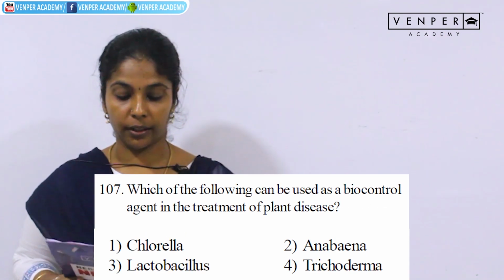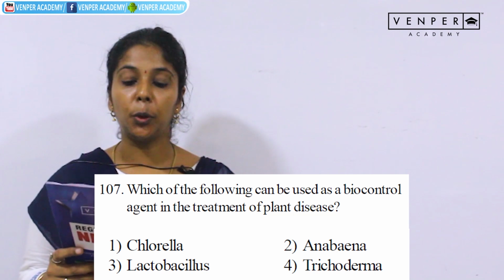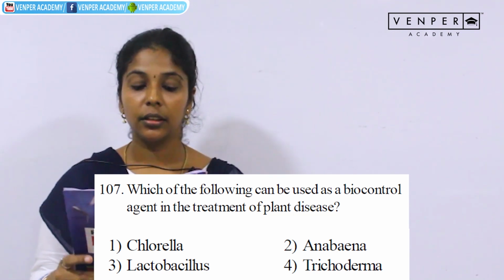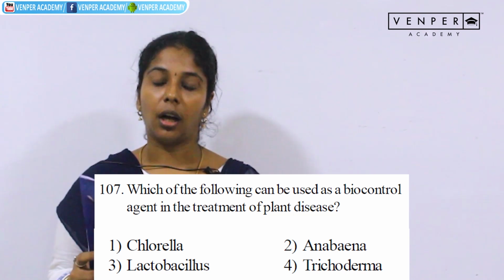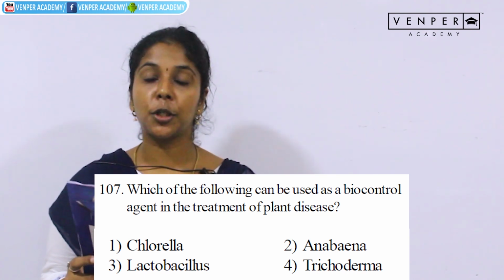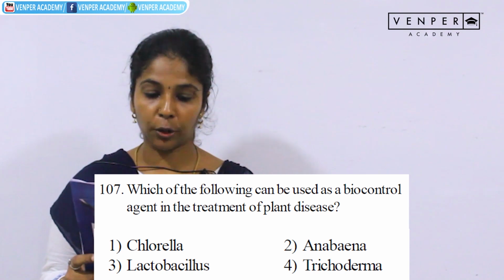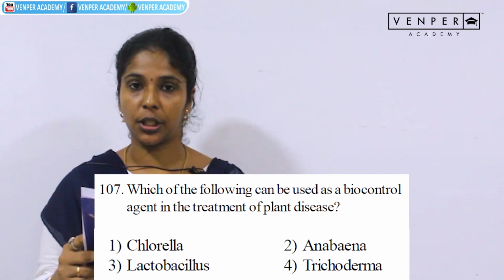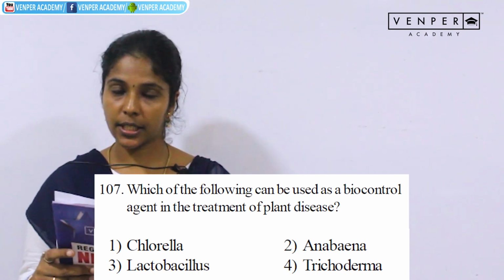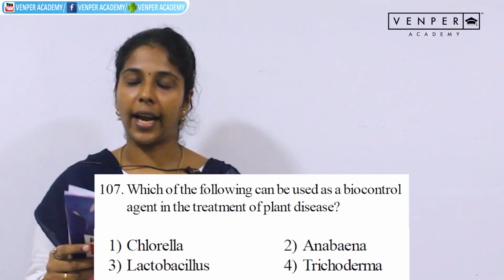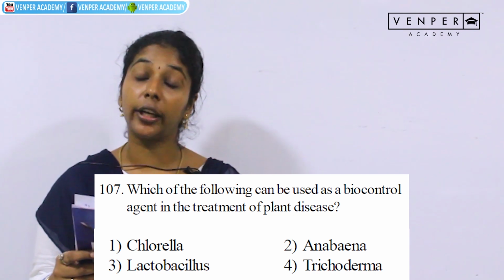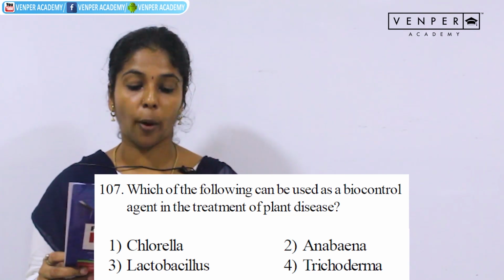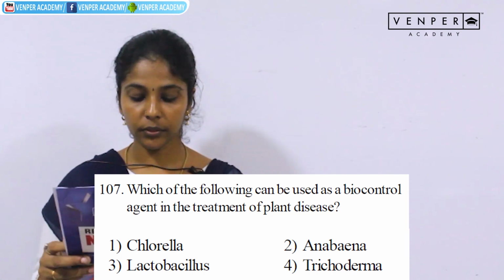Question number 107. Which of the following can be used as a biocontrol agent in the treatment of plant disease? The options are option 1 chlorella, option 2 anabaena, option 3 lactobacillus, option 4 trichoderma. The correct answer for this question is trichoderma, which acts against pathogenic fungi and soil-borne diseases. So the option for the question 107 is option 4 trichoderma.